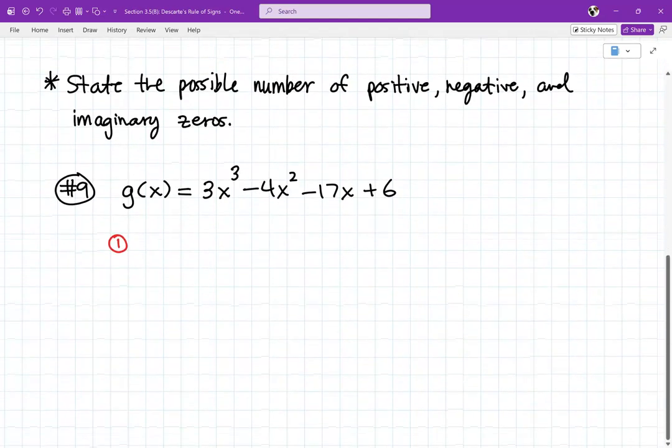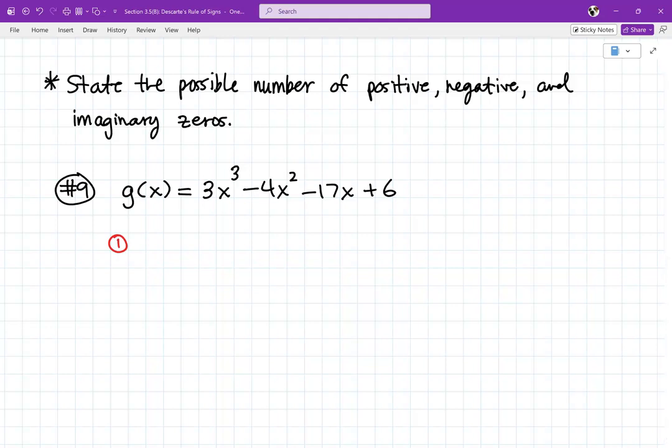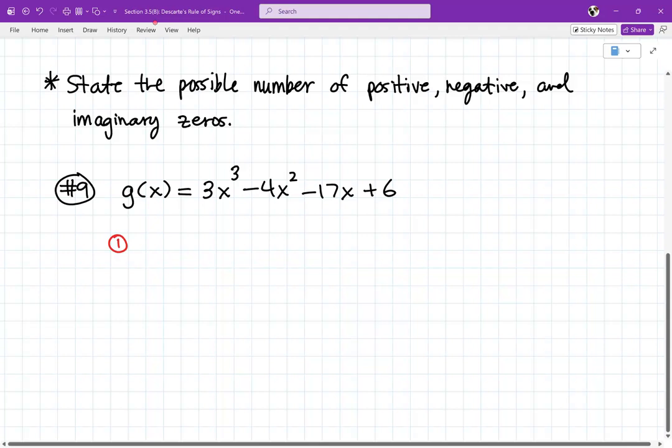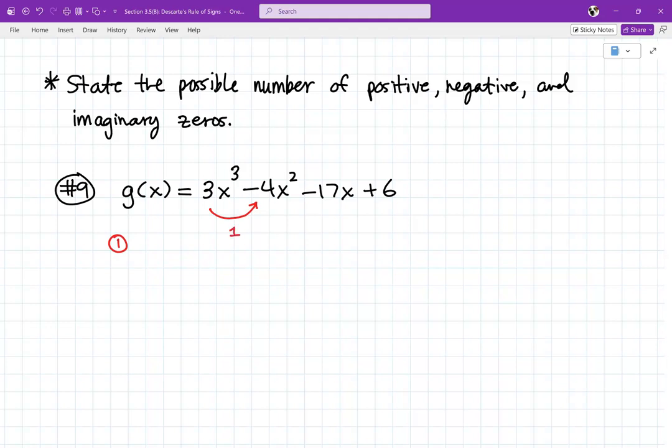So here we go. G of x is given to me. Let's see how many times it changes signs. We're starting at 3. That's a positive 3, correct? And then it goes to a negative 4. Did it change a sign? From positive 3 to a negative 4? Yes, it did. That's one sign change, okay? Now, from negative 4, it went to negative 17. Did that change a sign? No, they're both negative. From negative 17, it goes to a positive 6. Did that change signs? Yes, it did. So that's the second time.